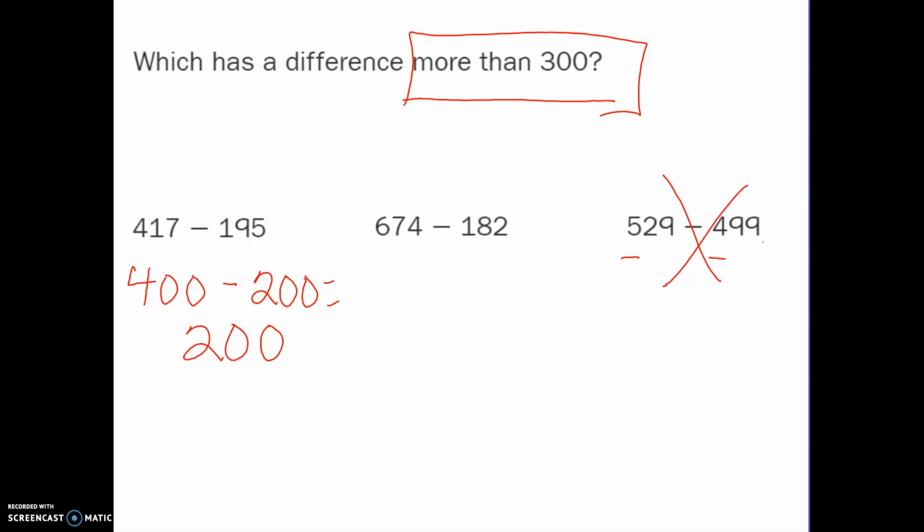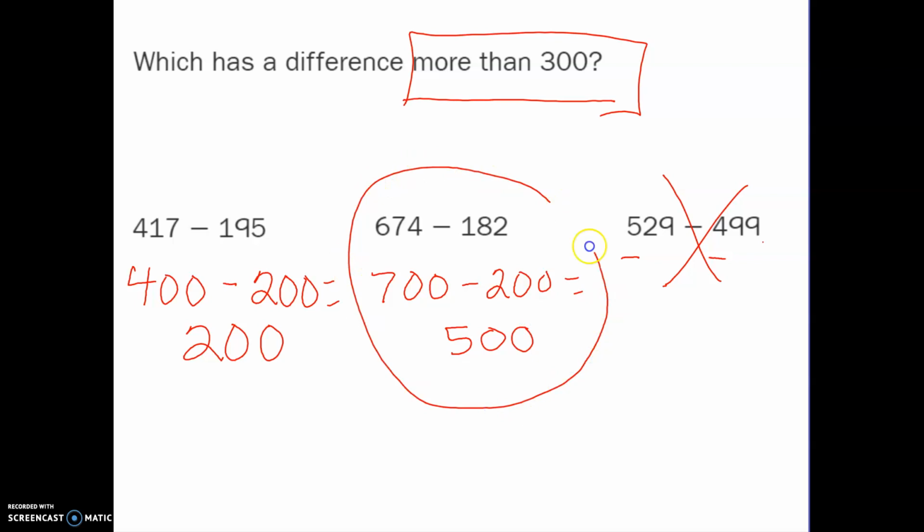So if I round 674, and I'm just going to round this one to the nearest 100, that's going to be 700. And I round 182 to the nearest 100, that's going to be 200. And 700 minus 200 is 500. So here is the problem that has a difference of more than 300.